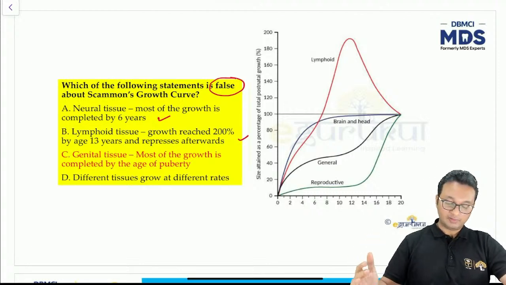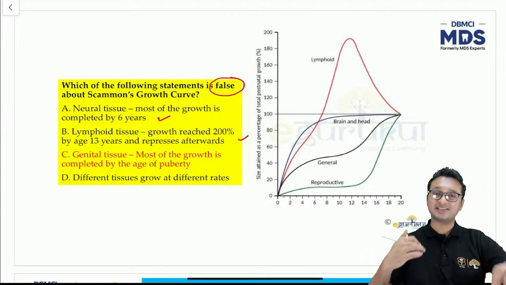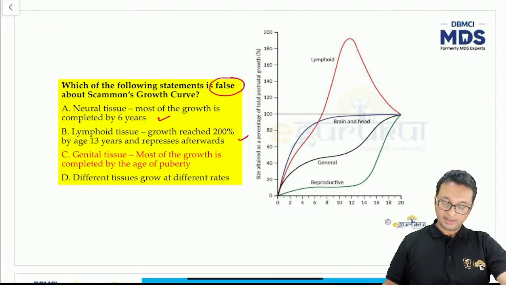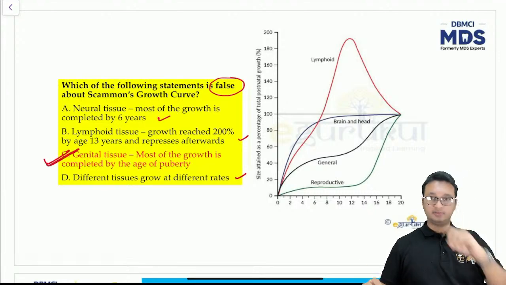The genital tissue, most of the growth is completed by the age of puberty. This is absolutely false, because most of the growth of the genital tissue starts by the time the patient has reached puberty, and different tissues grow at different rates. This is also true. So which one is false? Option C is false in this particular case.